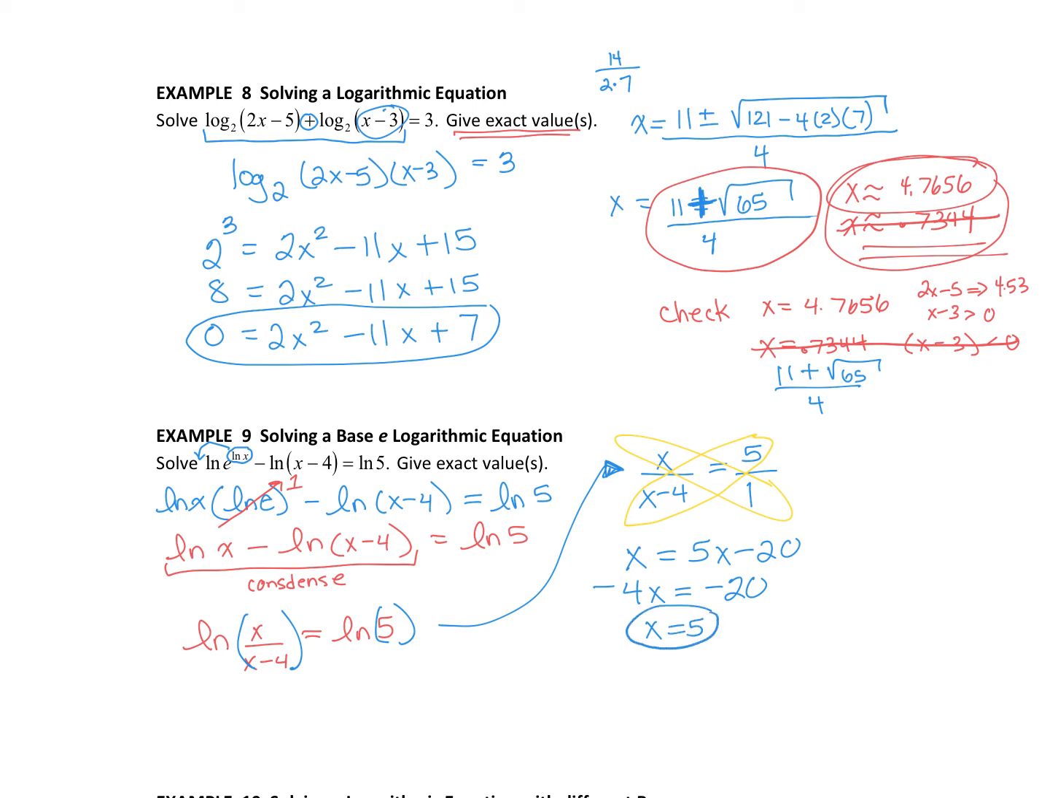So this is just a potential solution. When I plug it back in, you can see that the natural log of 5 would work, and 5 minus 4 would give us 1, and that would work. So this is a valid solution, and it does check.